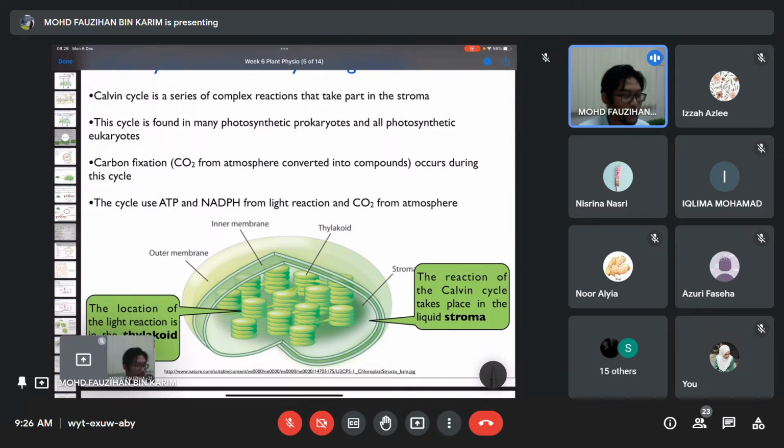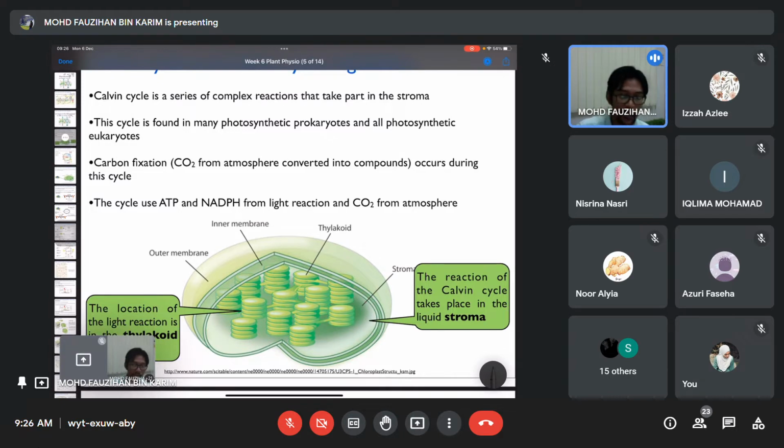Okay. Calvin cycle is a series of complex reactions that take place in the stroma, right? The stroma section contains more enzymes than the lumens. Lumens are basically the place where the protons are accumulated, right? The lumens are a place where the water is being split off, producing the protons and the oxygen.